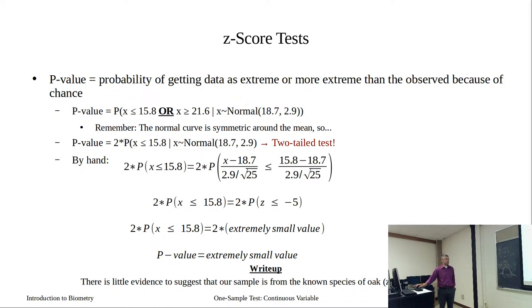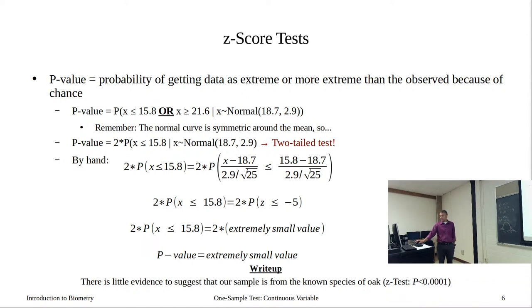There is little evidence to suggest that our sample is from the known species of oak. So this is one way. We could have said the mean of our sample does not equal the mean of the species. That works. That's a conclusion. In this case, I went the next step with the interpretation to say there's little evidence to suggest that our sample is one of these known species of oaks. Remember those five things we have to report. Conclusion or interpretation. There it is. That was my statement here.